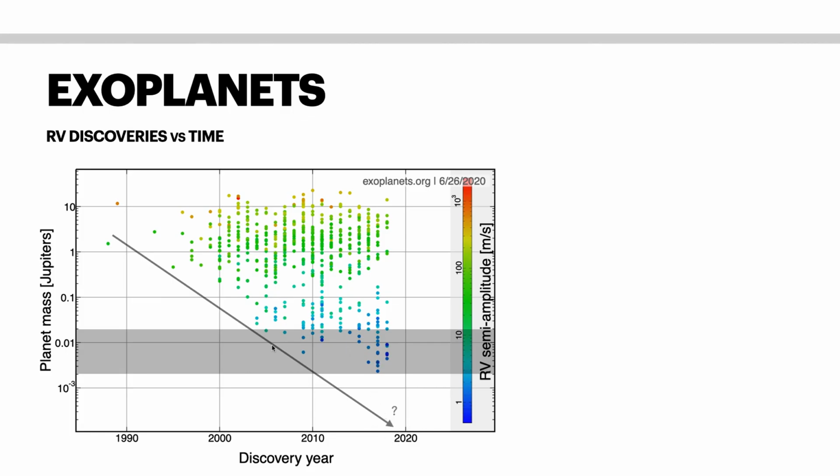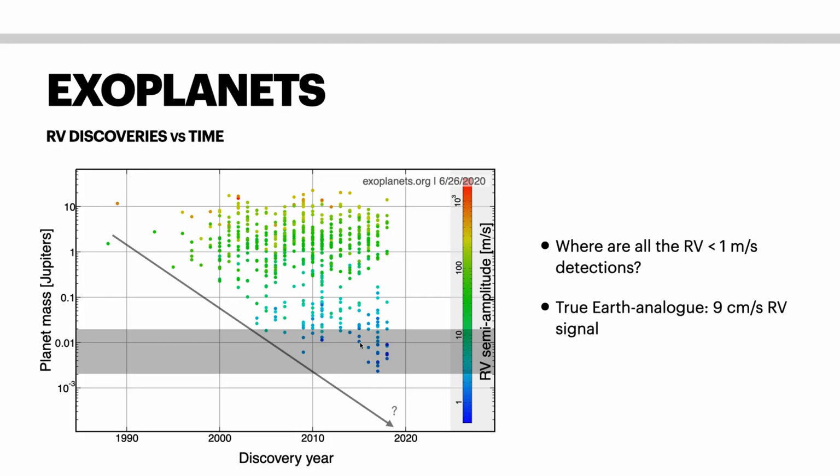Instead of being down here, we got stuck up here, which is weird because today's state-of-the-art spectrographs should be sensitive to signals almost as small as 10 centimeters per second, which is about the size of the RV motion that Earth induces in the Sun.